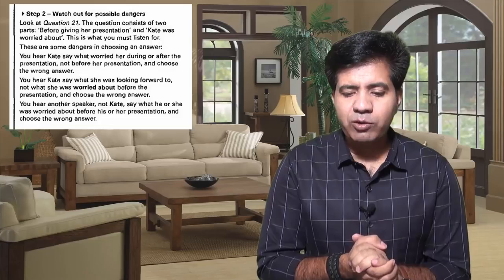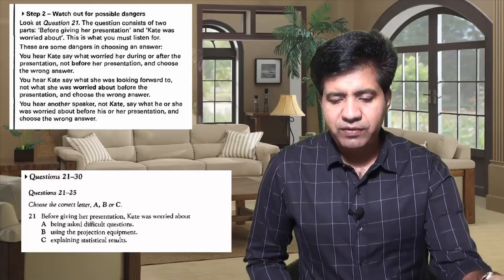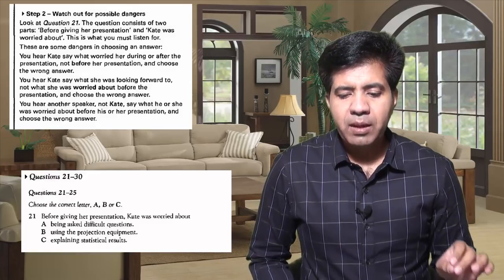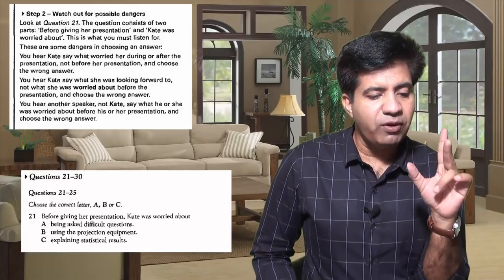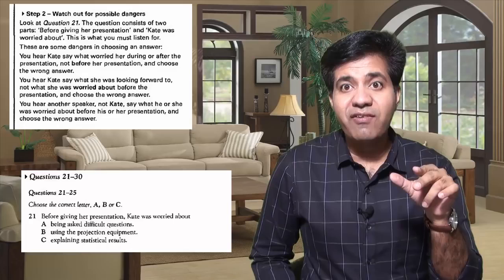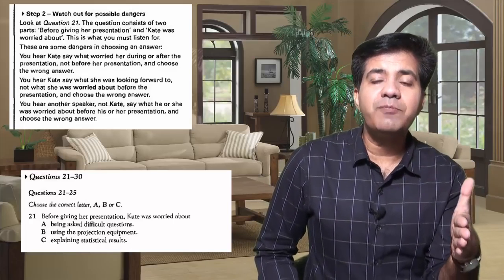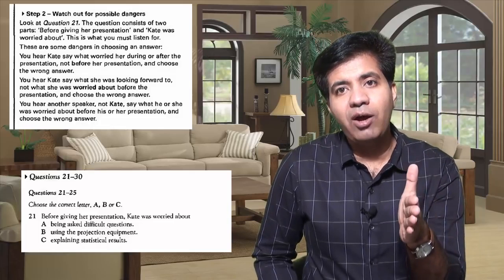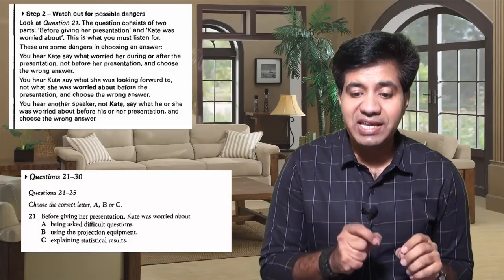Step 2, watch out for possible dangers. Now we see what are the dangers. You got to watch out for possible dangers. For example, question number 1. We've got this question number 1. The question consists of 2 parts. Before giving her presentation, Kate was worried about. So you can say before giving her presentation, Kate was worried about. So she was worried about something before giving her presentation. If she is worried about now or she is worried about after the presentation, that is not going to be the answer, and this is the danger, right?